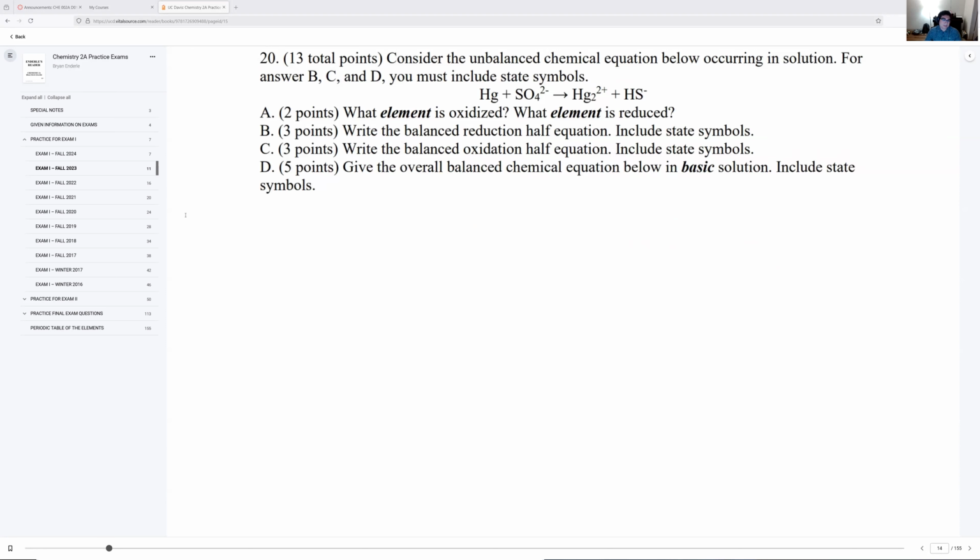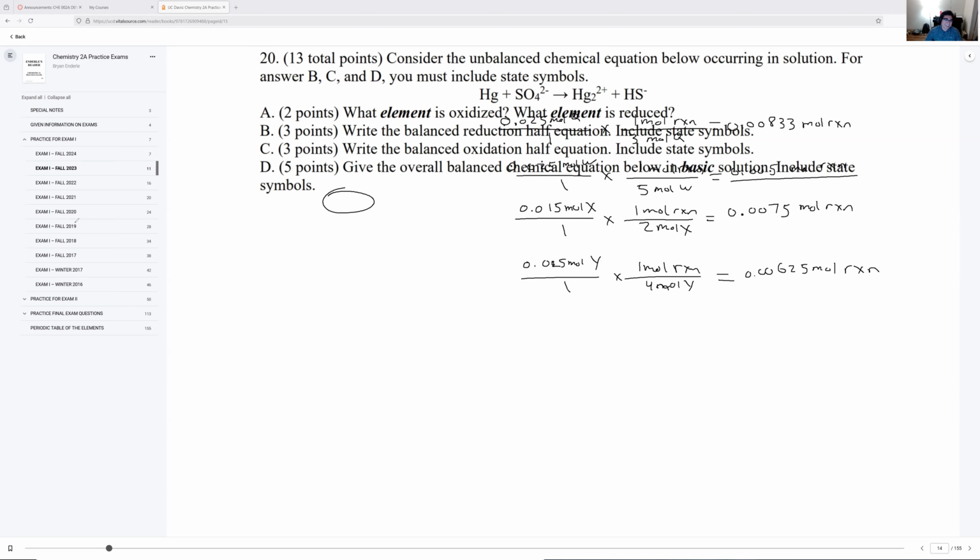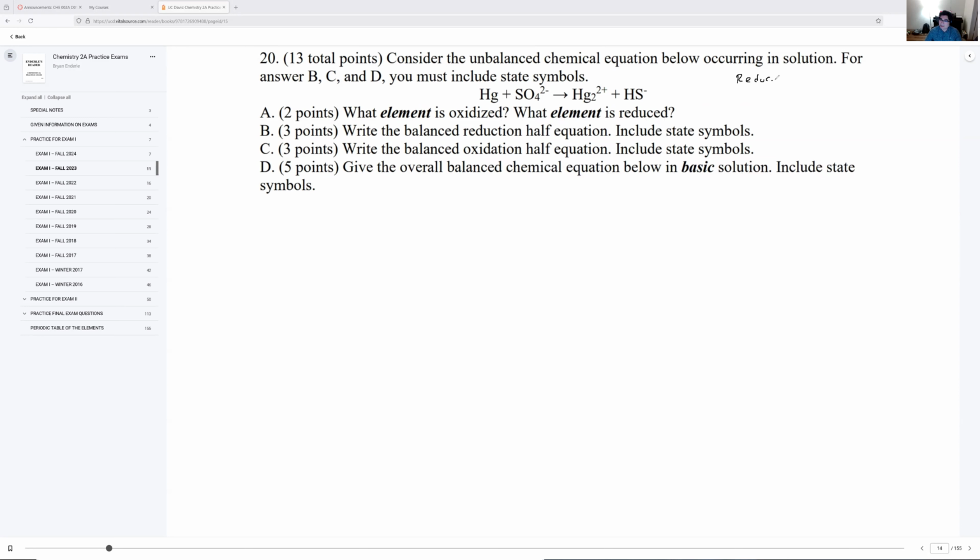What does it mean for something to be oxidized? Actually, I don't like that. Let's start with reduced. Reduced is easier. So what does it mean for something to be reduced? When something is reduced, it's a reduction in charge. That's all it is. It's a reduction in charge, which means you gain electrons, right?